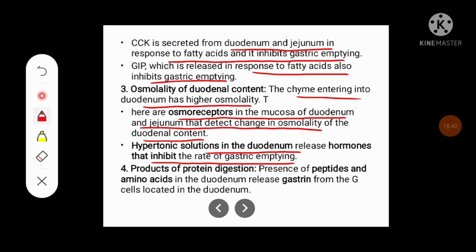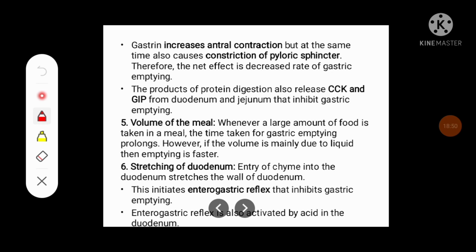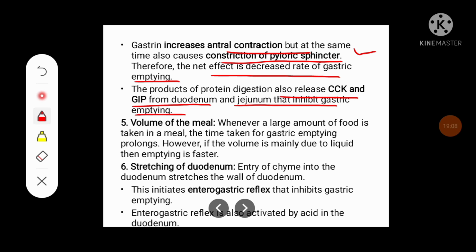The products of protein digestion. The presence of peptides and amino acids in the duodenum releases gastrin from G cells located in the duodenum. Gastrin increases antral contraction but at the same time also causes constriction of the pyloric sphincter. Therefore, the net effect is a decreased rate of gastric emptying. The products of protein digestion also release CCK and GIP from the duodenum and jejunum that inhibit gastric emptying.